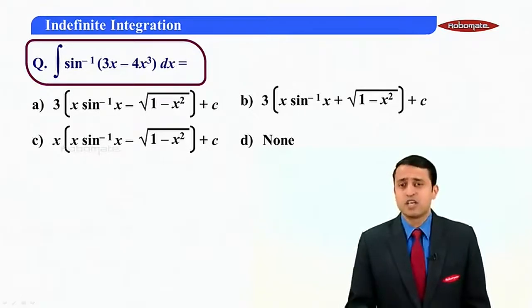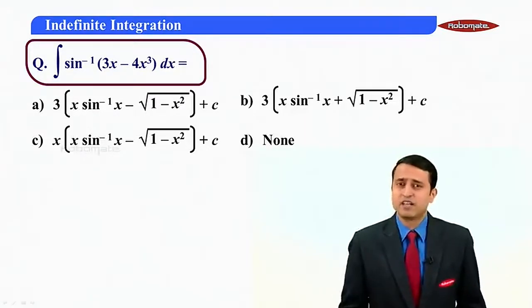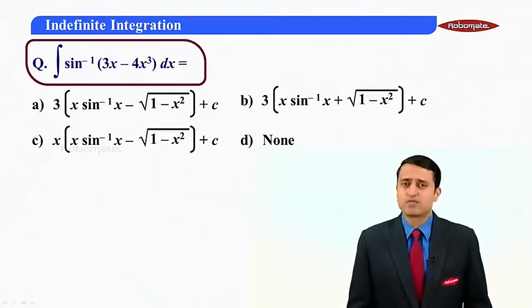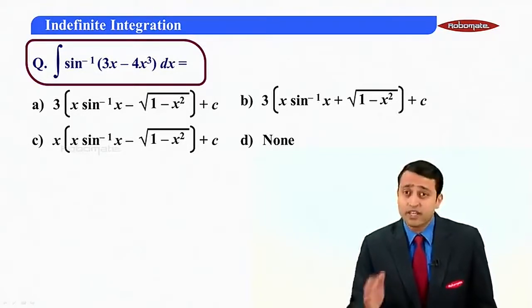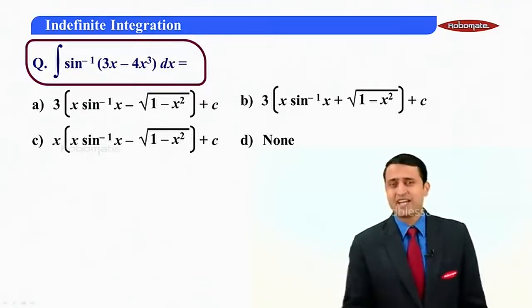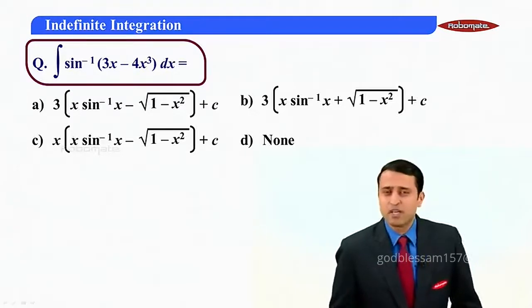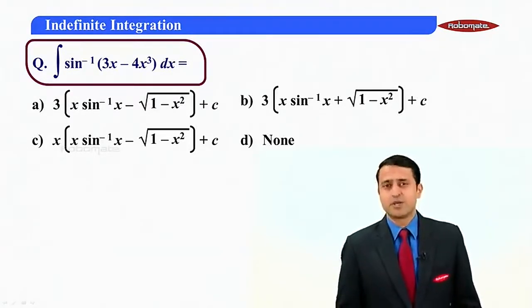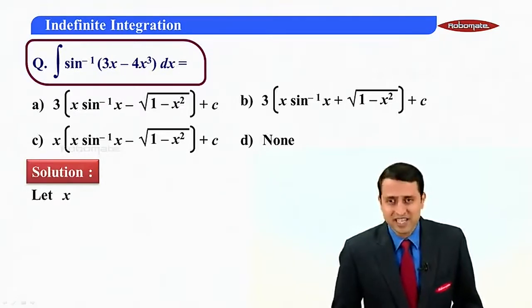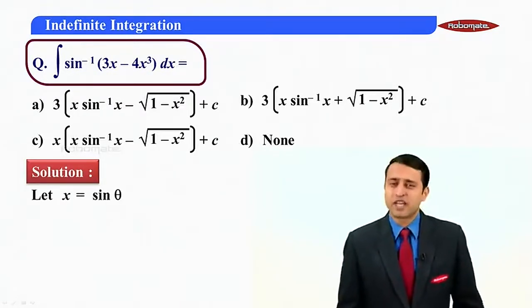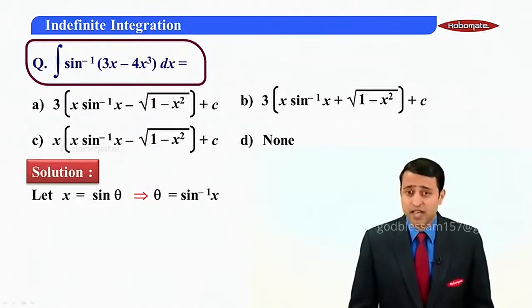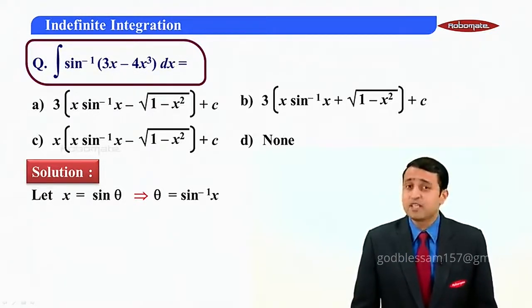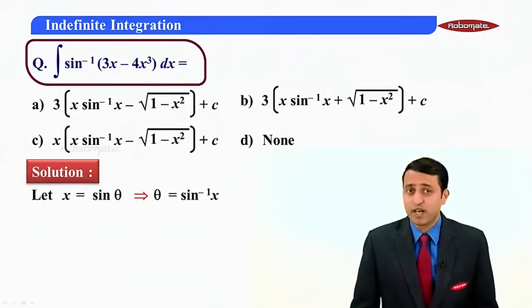Now my dear students, if I recall 11th standard, sine of 3x minus 4x cube. When I think of 3x minus 4x cube, I can understand this function can be converted into sine 3 theta if I substitute x is equal to sine theta. So let us put x is equal to sine theta. If I put x is equal to sine theta, we can say theta will be sine inverse of x. This I will require later.